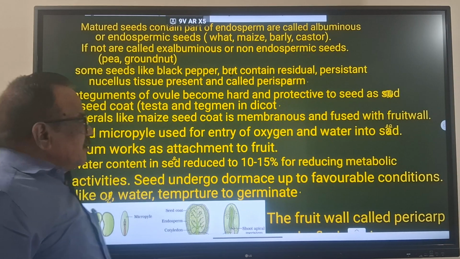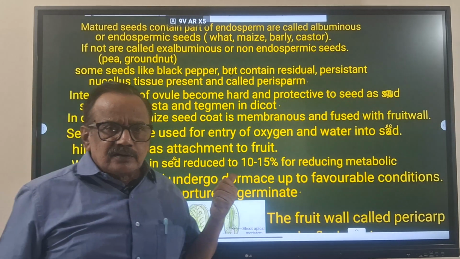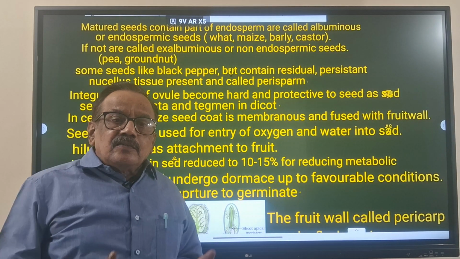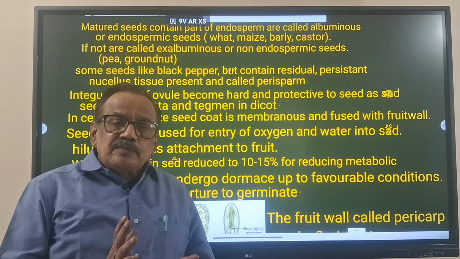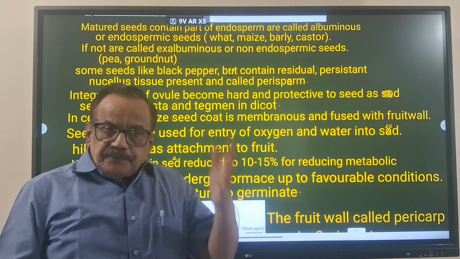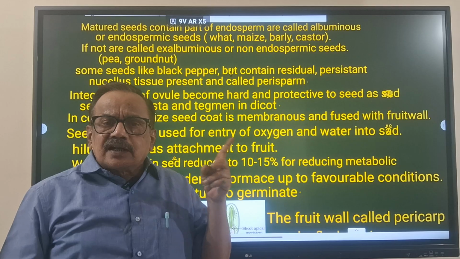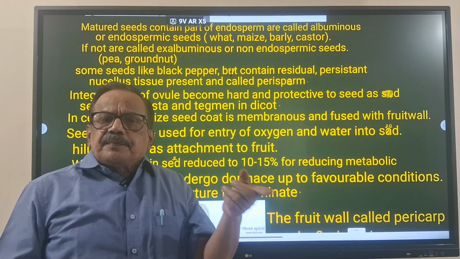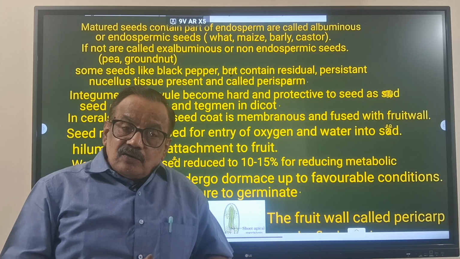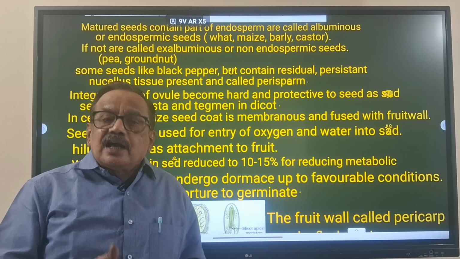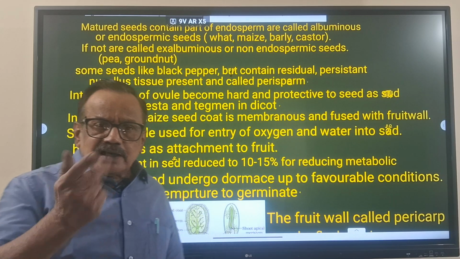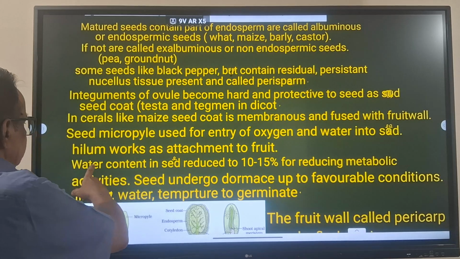Hilum works as the attachment to the fruit. Hilum is also shown in the diagram. What is the hilum in the ovule? It gives the attachment to the funicle. The funicle is used to attach to the placenta. But now the ovary has become the fruit, so the fruit attachment will be done with the hilum. That is the thing. You can ask it in that way also.